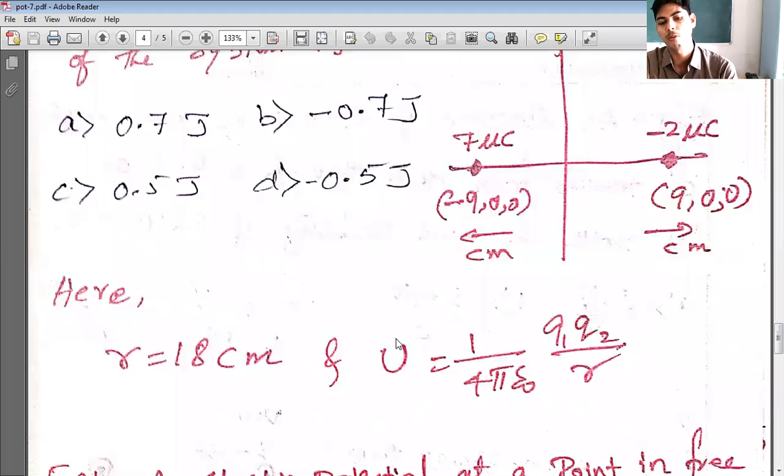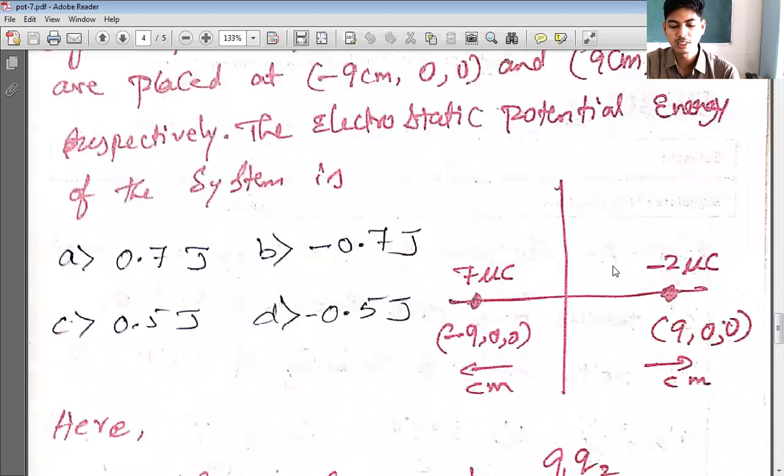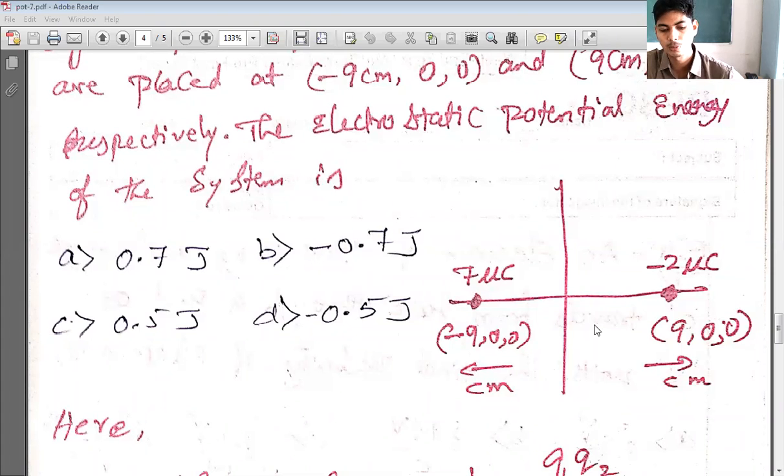Potential energy of a system of two charges can be calculated using this formula: 1 by 4 pi epsilon Q1 Q2 divided by R. Can you tell me whether the potential energy of this system comes out to be positive or negative? Do the options and evaluation later. You can calculate 1 by 4 pi epsilon Q1 Q2 divided by R and you will get the answer. Just tell me whether the potential energy of this system will be positive or negative.